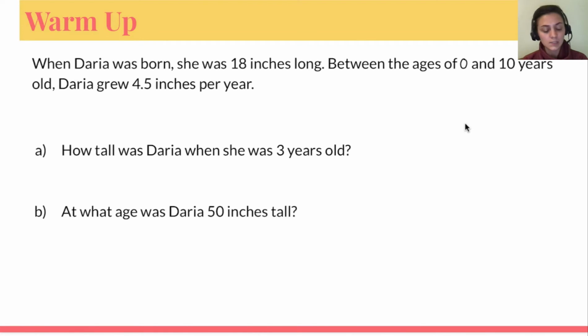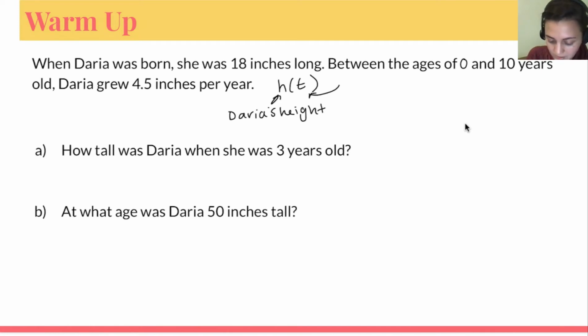Welcome back. So in this problem we have Daria, and when she was born she was 18 inches long. Then between the ages of 0 and 10 years old, Daria grew 4.5 inches per year. So there are a bunch of different ways to solve this problem. I'm very analytical, so I'm going to solve this by creating a function. And the function that I'm going to make is h of t, where h represents Daria's height, and then t represents time in years.